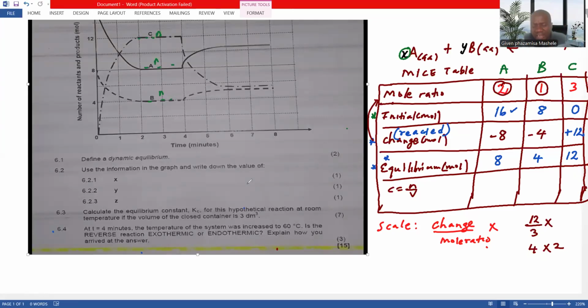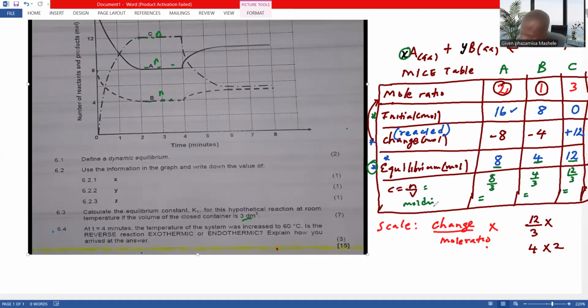When we are calculating Kc, we use the information that is at equilibrium. So the only relevant information was the 8, the 4, and the 12, which was at equilibrium. But since it's the mole, we want it as the concentration. What is the volume here? 3. So it's going to be number of moles over volume. So this will be 8 over 3, 4 over 3, and 12 over 3. Then this will be the concentration in moles per decimeter cubed.